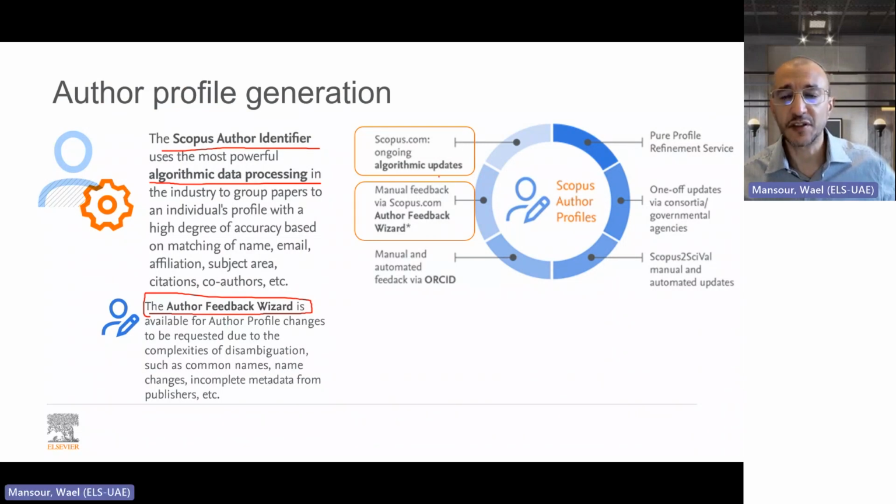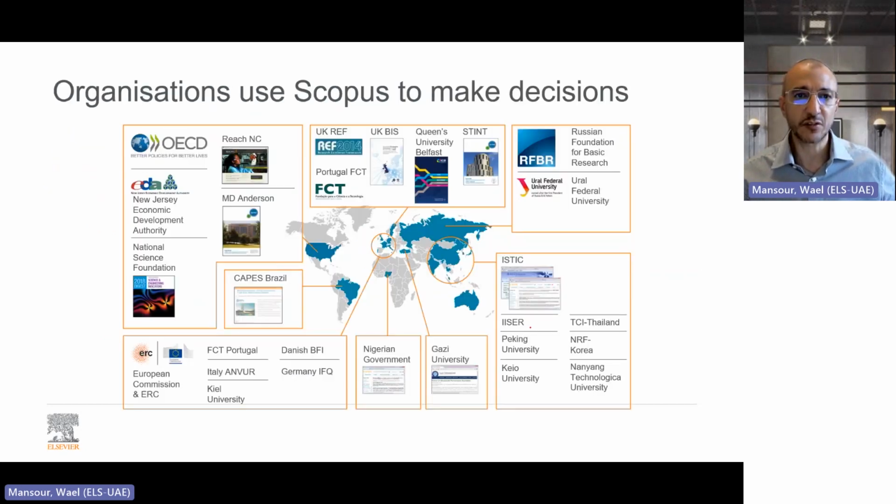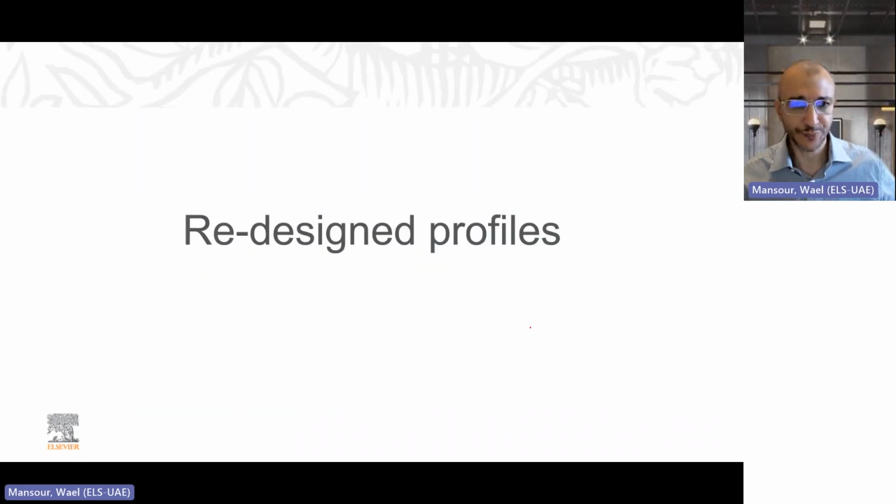So these are the different curation operations you can do: the algorithm is number one. Number two is the author feedback wizard, or the editor. Connect your profile to ORCID; we'll talk about that. And we have other services like the profile refinement service, which is a manual process to make sure that the profiles are correct. There are many organizations using Scopus to make decisions worldwide, and you can see a lot of very prestigious organizations depending on Scopus worldwide.